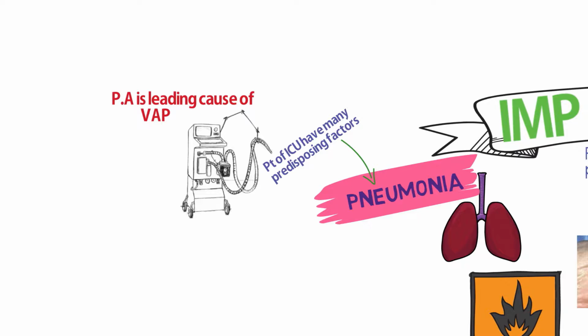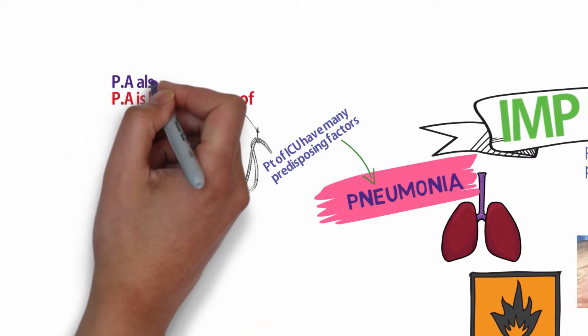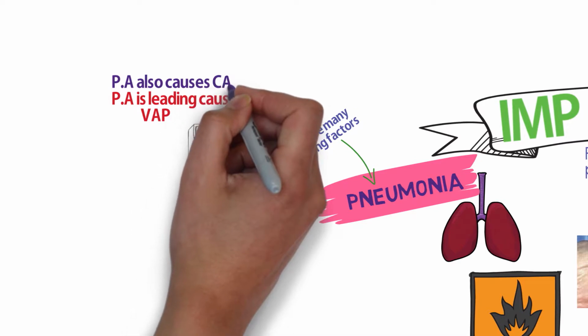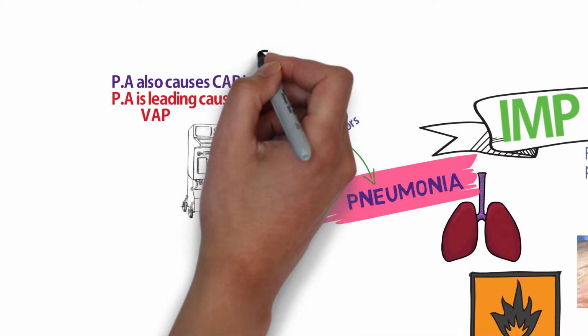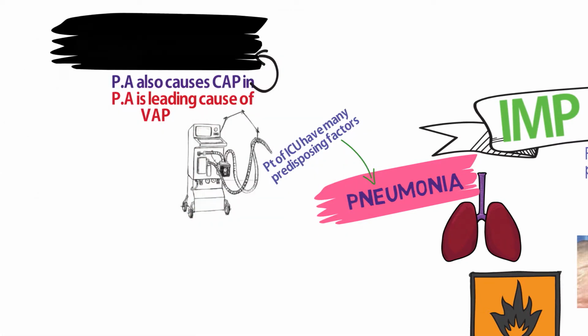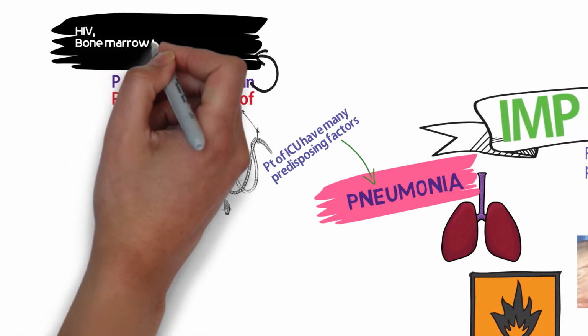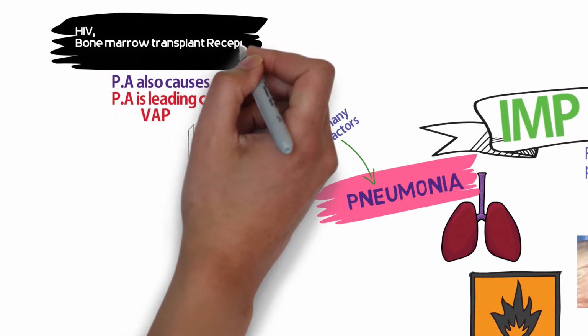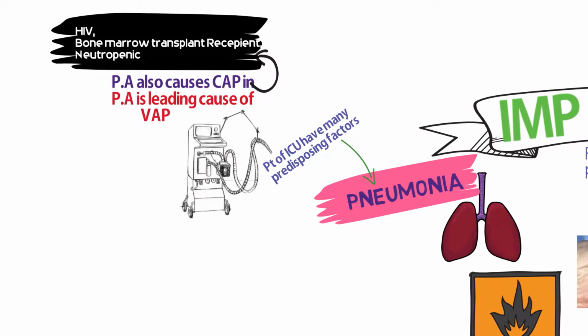by Pseudomonas aeruginosa. Pseudomonas can also cause community-acquired pneumonia in patients with pre-existing risk factors, like the patients with HIV, the patients who are neutropenic, the patients who have solid organ or bone marrow transplants. So these people have predisposing factors, and Pseudomonas can cause community-acquired pneumonia in these people.